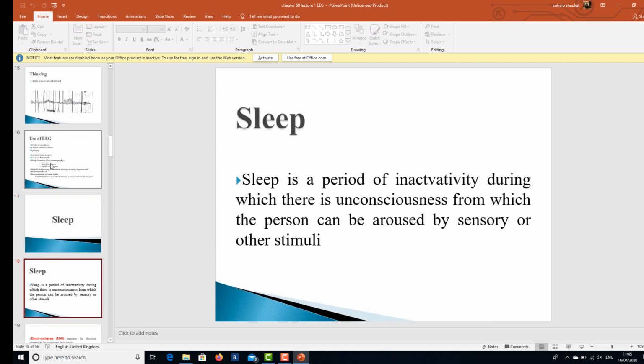Sleep. Now, sleep is quite an important topic and frequently asked in exams as well as in viva questions. Sleep, what is it? It is actually a period of inactivity during which there is unconsciousness from which the person can be aroused by sensory or other stimuli.